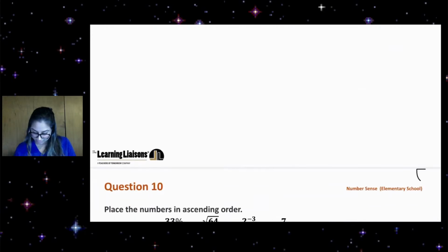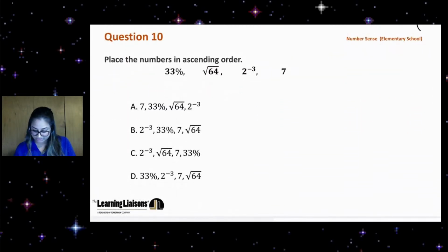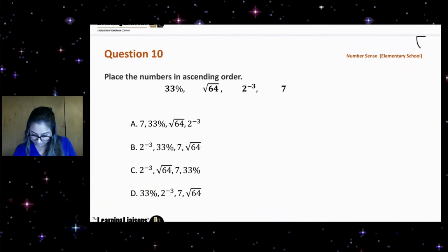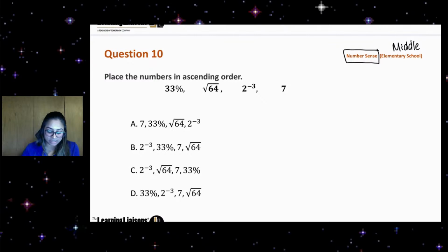Okay, my last question for the evening. Number 10. Number 10 is a number sense problem, which is elementary/middle. So we have to place the numbers in ascending order. Well, what do they mean by ascending? Ascending means from the smallest to the largest.